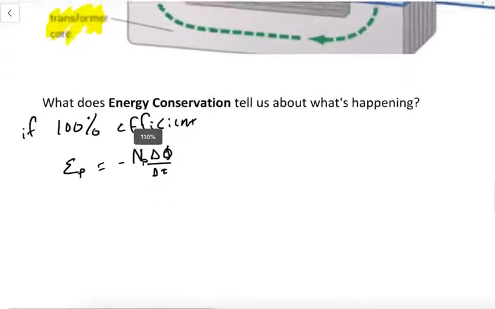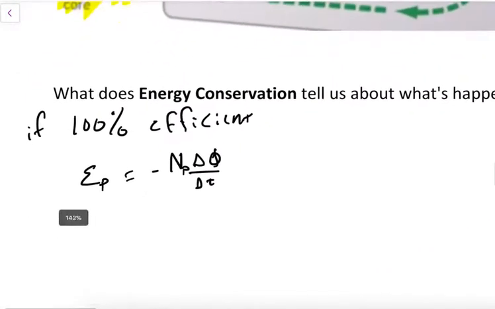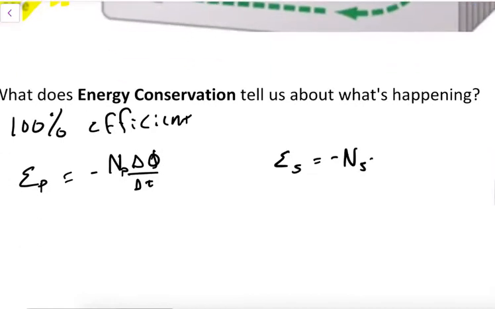Now, if it's 100% efficient, then the changing magnetic flux in the primary coil is going to travel, and the secondary coil is also going to feel the same magnetic flux. So actually this delta phi over delta t isn't primary or secondary, it's equal for both. So I can also give it EMF secondary is equal to negative N secondary, the number of coils, times delta phi over delta t.